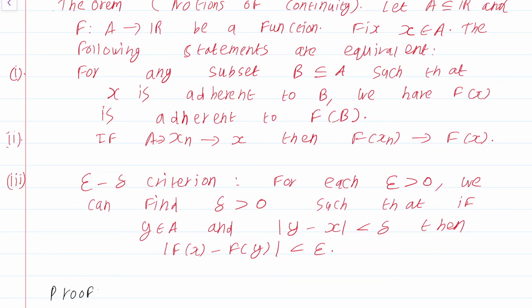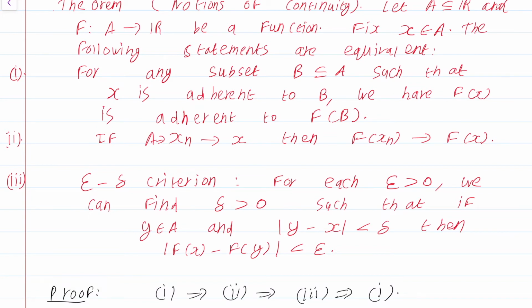Now, the standard way of showing that 3 statements are equivalent is to show that 1 implies 2 implies 3 implies 1. That is, form a complete circle. Let's see how we can do that. Let's look at the first statement. For any subset B of A such that x is adherent to B, we have f of x is adherent to f of B. The second statement, we have to show that if x_n in A is a sequence that converges to x, then f of x_n must converge to f of x.